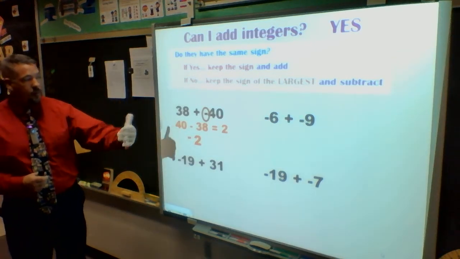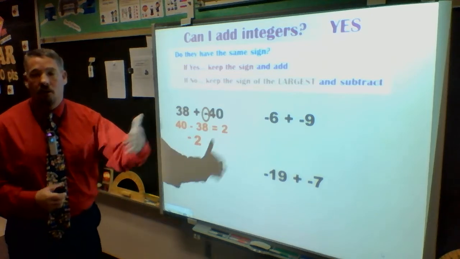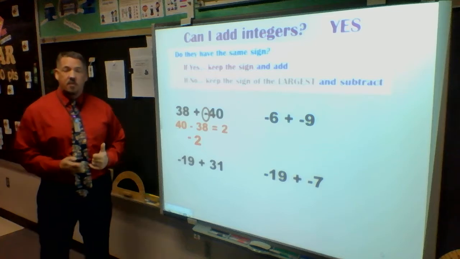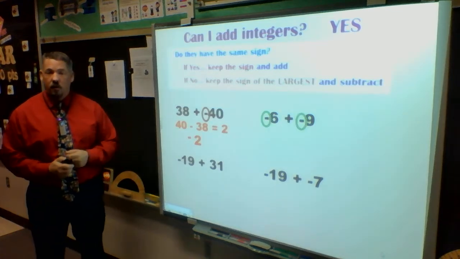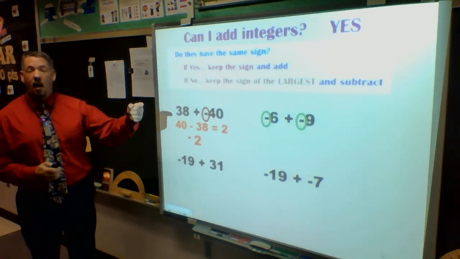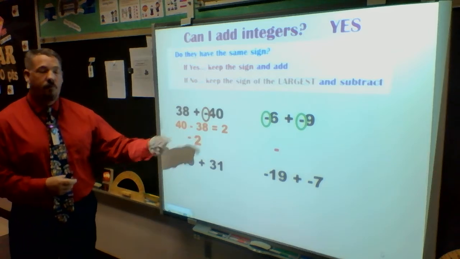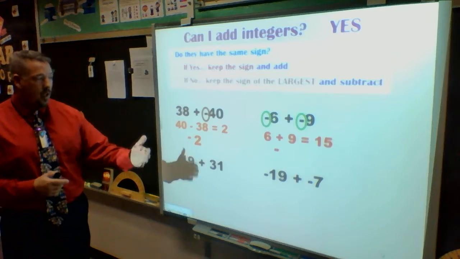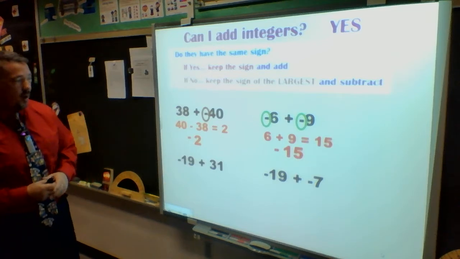On the next one, I have negative 6 plus negative 9. Can I add integers? Yes, I can. Do I have the same sign? Yes, indeed I do. So I know I'm going to keep that sign, so my answer is going to be negative. Add those two together. 6 plus 9 is 15, negative 15 as my final answer.